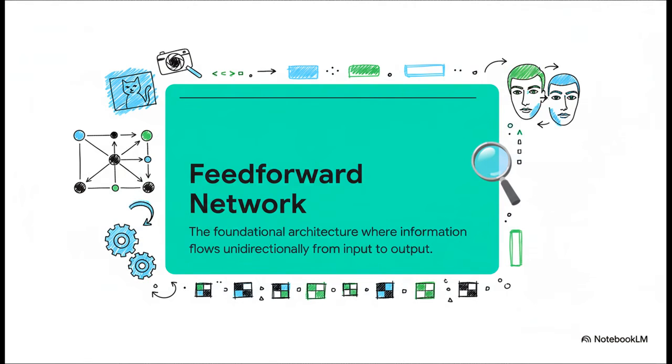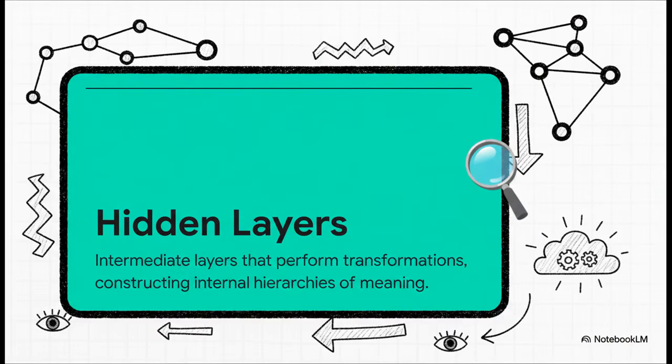Information, in our case the pixels from one of those handwritten numbers, goes in one end, it gets processed through a series of stations, and then a final decision, a guess, pops out the other end. That's it. No loops, no going backward, just a straight forward flow. So what are those stations on our assembly line? We call them hidden layers, and you can think of them like a team of specialists.